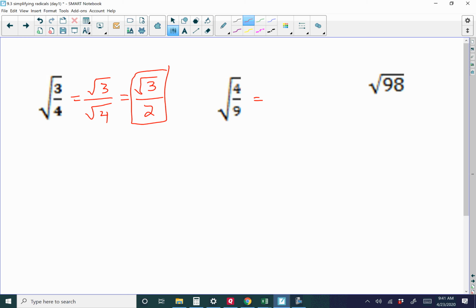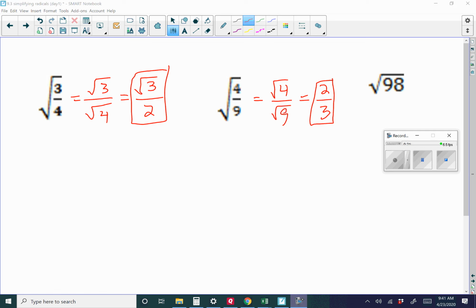Square root of 4 over square root of 9. Nice and simple. What's the square root of 4? It's 2. Square root of 9 is 3. You get an answer of 2/3. All right, square root of 98. I'm going to speed this up a little bit.